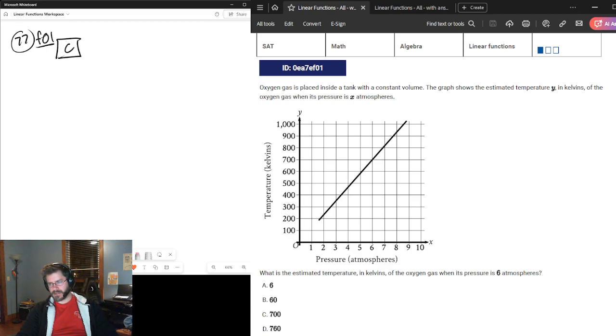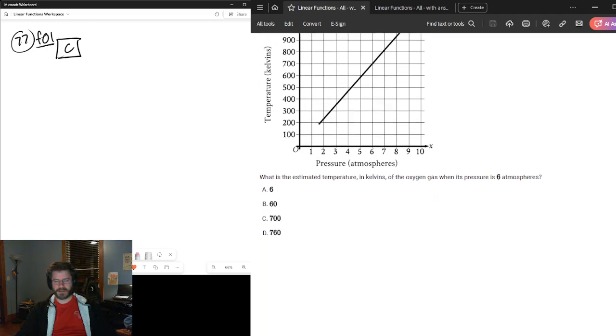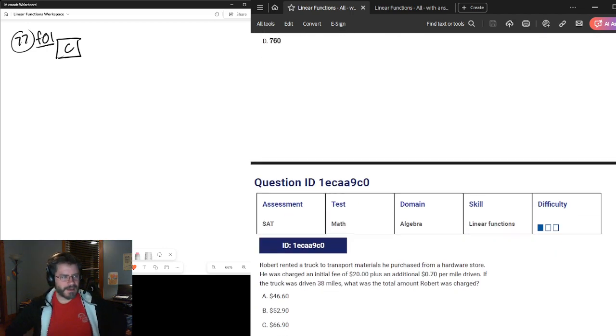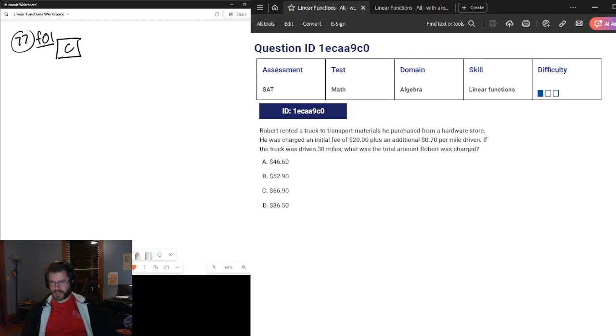Always be sure to double check to see if there's any shenanigans on the scale, like if it's halves or going by sets of 2 or something like that. You don't want to be thrown off because the boxes were not a 1-to-1 ratio. All right, that's 77, 78, ending 9C0.